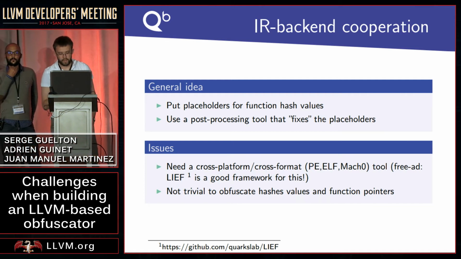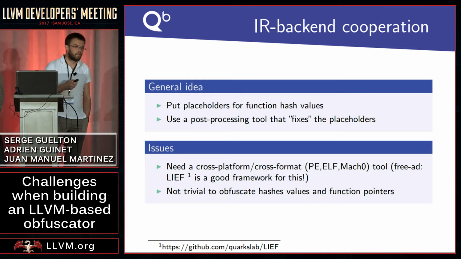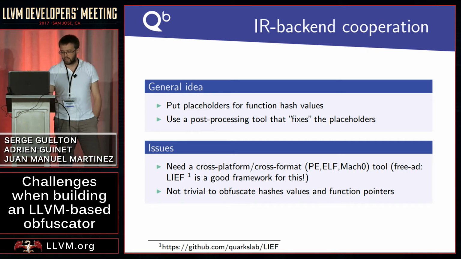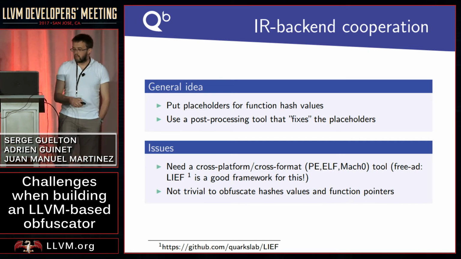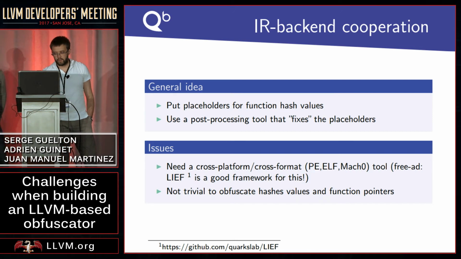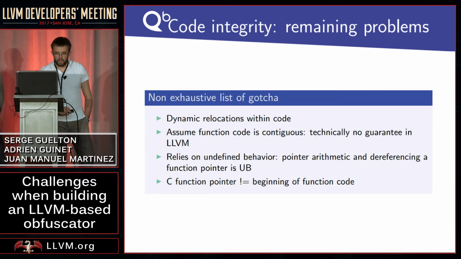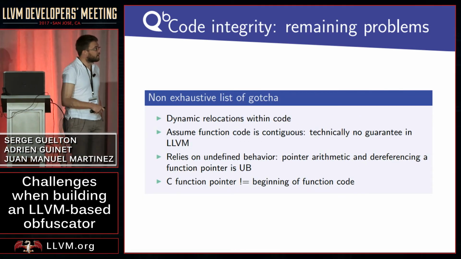And one issue still with this solution is that it's still hard to obfuscate hash values because we're too late, we can't insert code to generate them. And we also can't obfuscate function pointers for the same reason. And we still have a lot of issues with this solution.